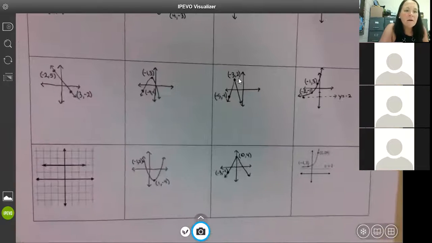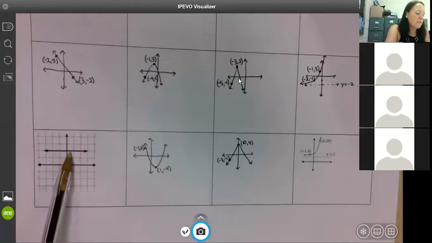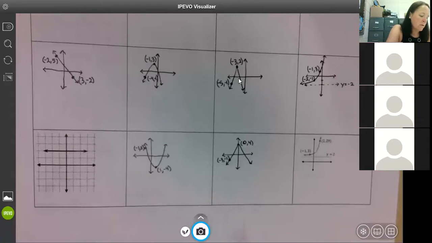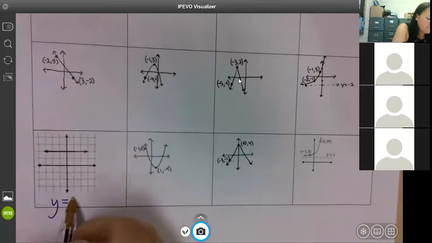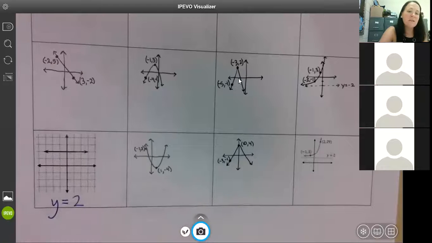Let's see. We can start real fast with this linear. What axis does this one go through, this very bottom one? The y-axis. And where does it go through it at? 2. That's all you do on that.